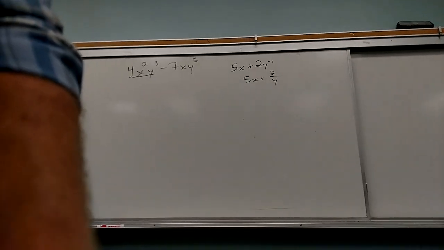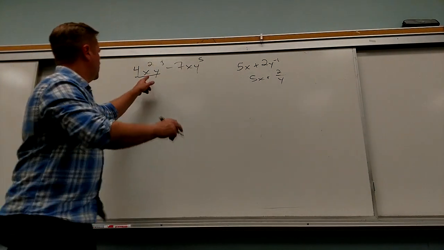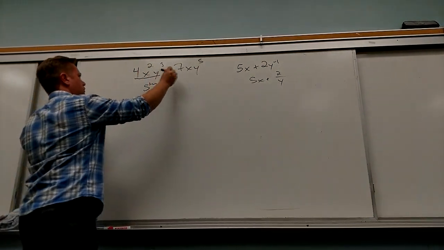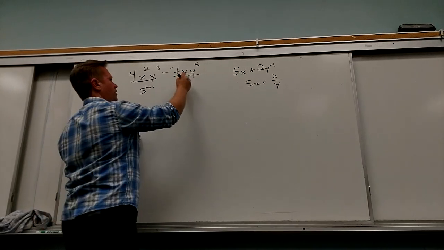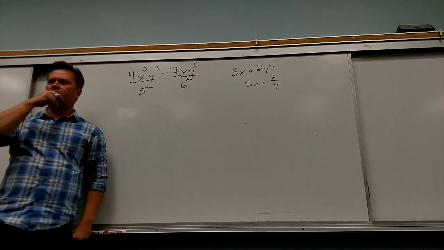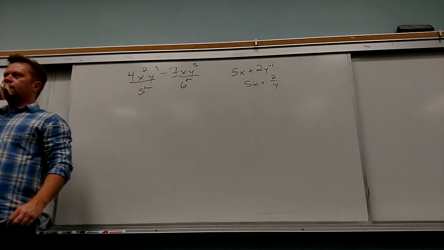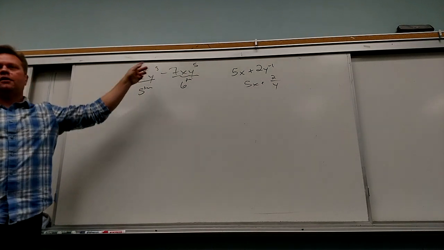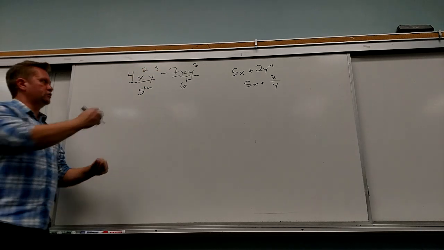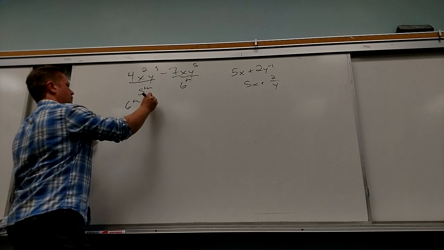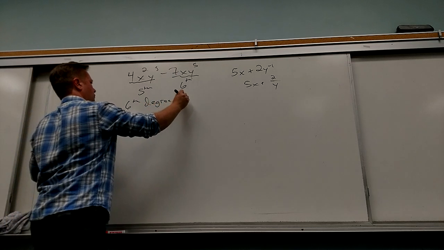See how far that goes. So this is the fifth degree. What's this? Fifth. That's the fifth degree. And then, what kind of polynomial is this? Binomial, because it's got two terms. So this would be a sixth degree binomial.